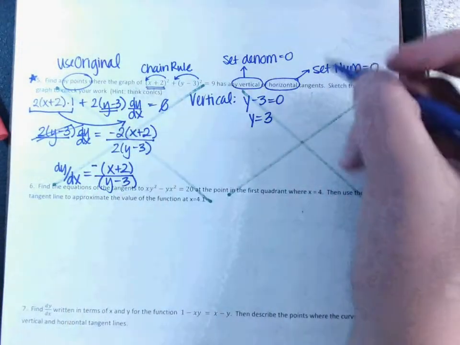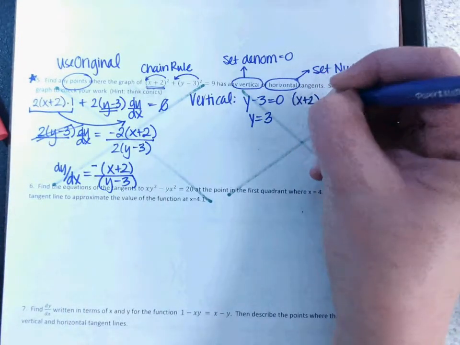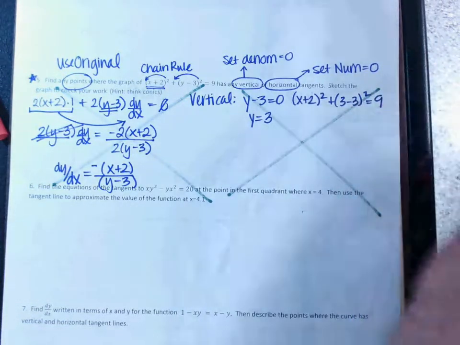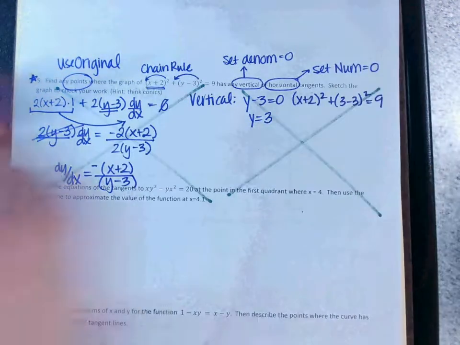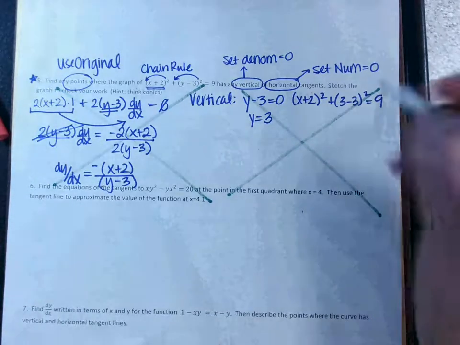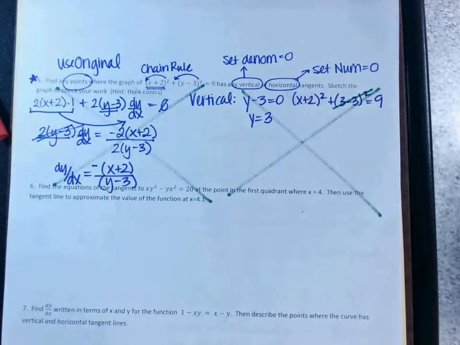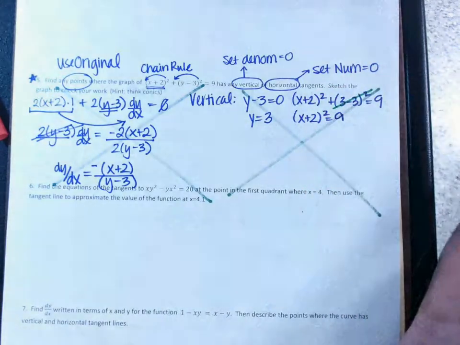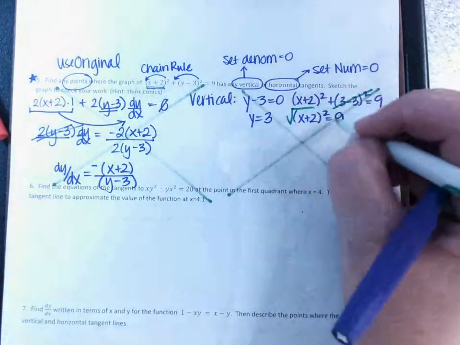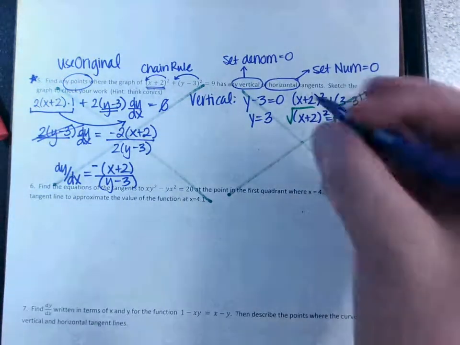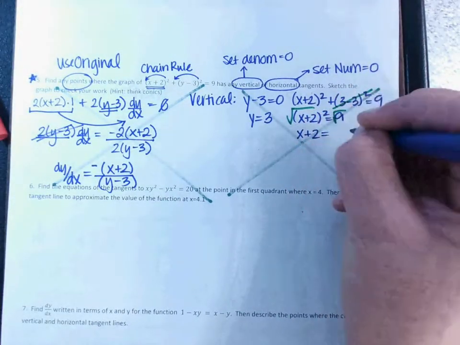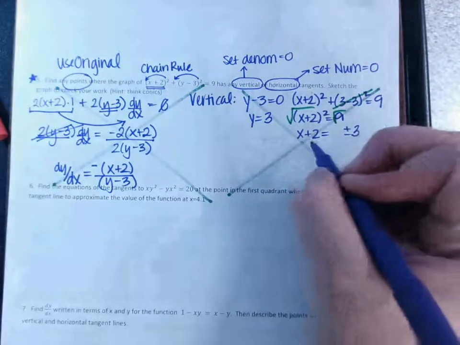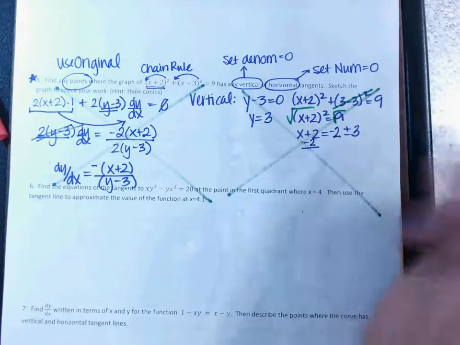So it would be (x plus 2) squared plus (3 minus 3) squared equals 9. But 3 minus 3 squared, we know that's 0. So really it's just (x plus 2) squared equals 9. Square root both sides. I get x plus 2 equals plus or minus 3. And then from there I'd subtract 2 here, subtract 2 here.